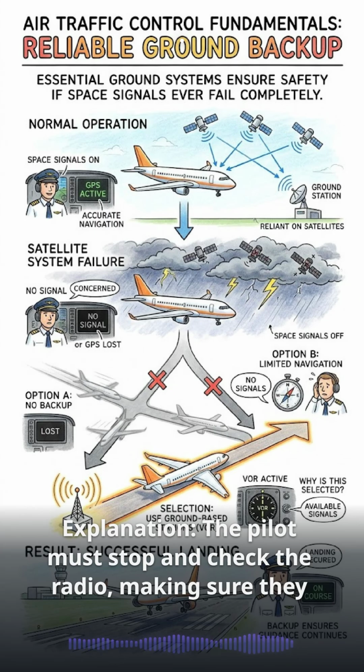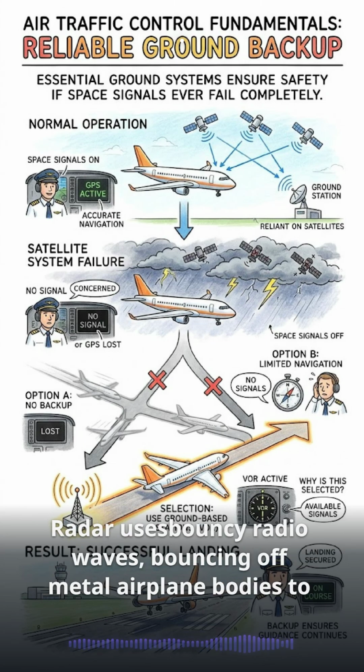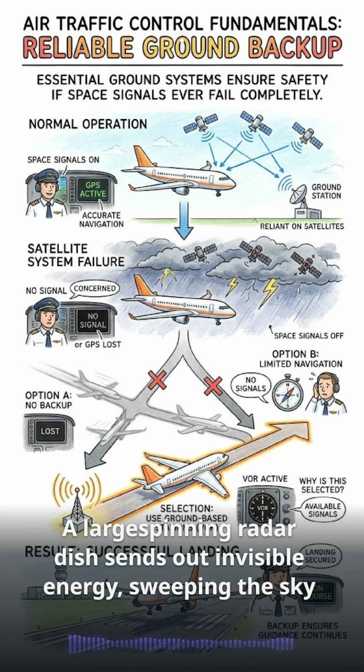Section 3. Today we will talk about radar systems, helping us see the invisible airplanes in the dark sky. Radar uses bouncy radio waves, bouncing off metal airplane bodies to show us their exact flying location. A large spinning radar dish sends out invisible energy, sweeping the sky constantly in a giant circle.